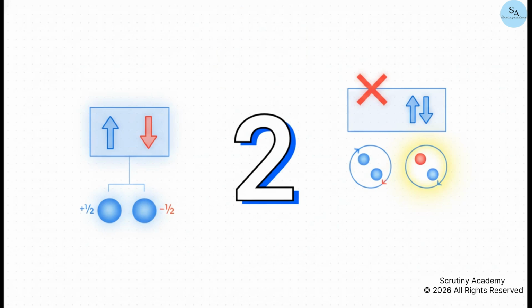Since there are only 2 possible spin values, an orbital can hold a maximum of 2 electrons. That's it. Full stop. And if it does hold 2, they have to have opposite spins, which means their little magnetic fields cancel each other out. This is a non-negotiable law of the atomic world.